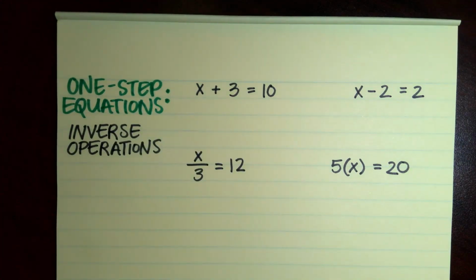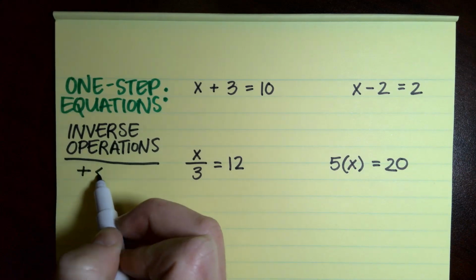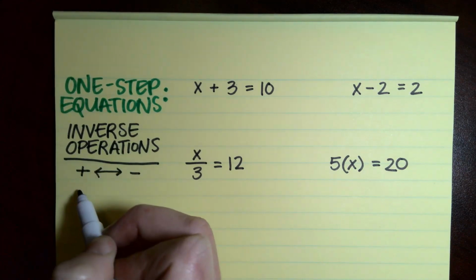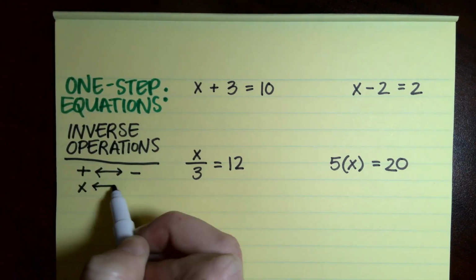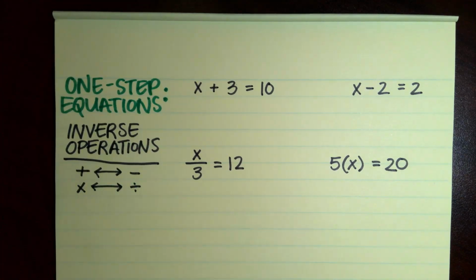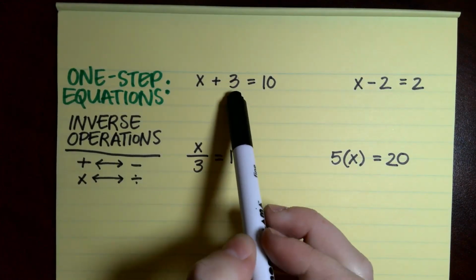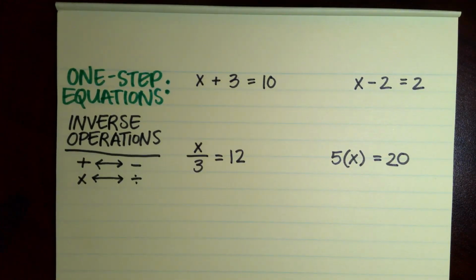Inverse operations. Plus changes to minus, and multiplication changes to division, or the other way around. So let's look at our first problem. We have x plus 3 equals 10. What do we need to do here to solve for x?